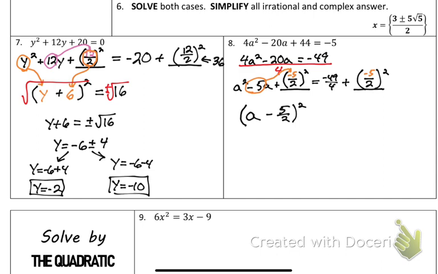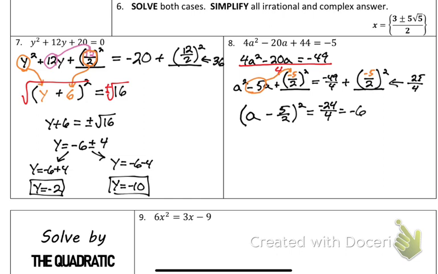Now I'm going to quickly just go, you know what? Negative 5 over 2 squared is a positive. Well, negative 5 times negative 5 is a positive 25. Over 2 times 2 is 4. So I really have negative 49 plus 25, which is going to go ahead and equal negative 24 over 4. What's negative 24 over 4 equal? Equals negative 6.